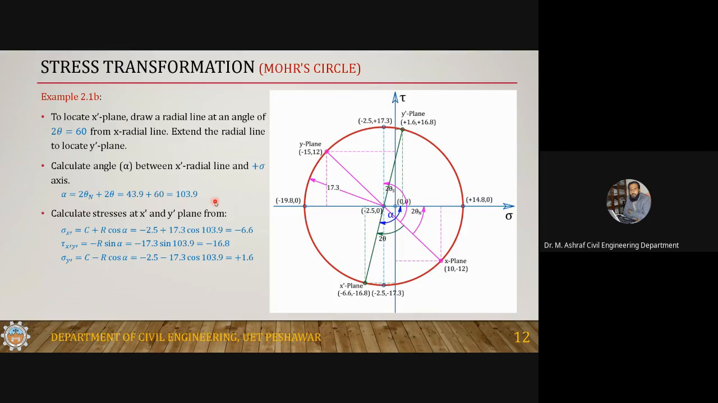103.9. Now you can use the expression sigma x prime is equal to C plus R cos alpha, which is minus 6.66.